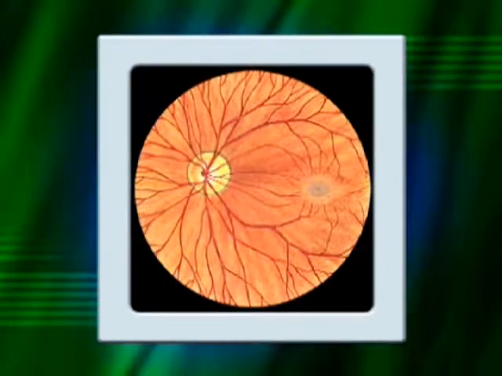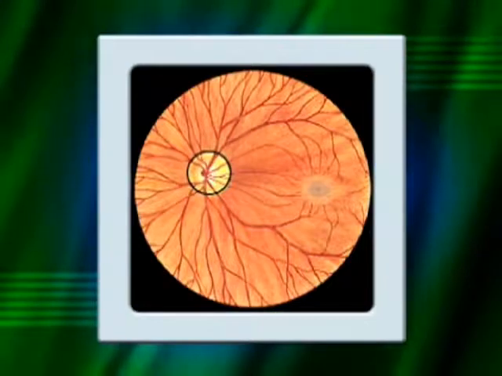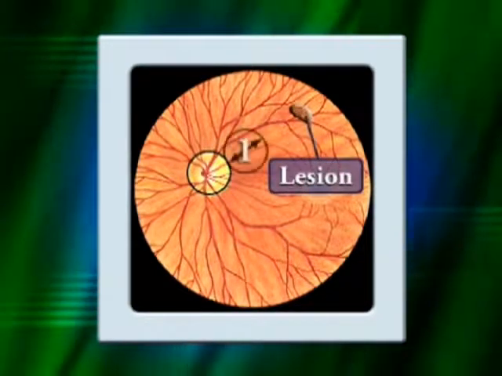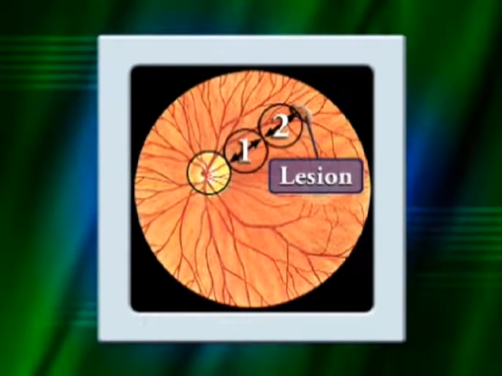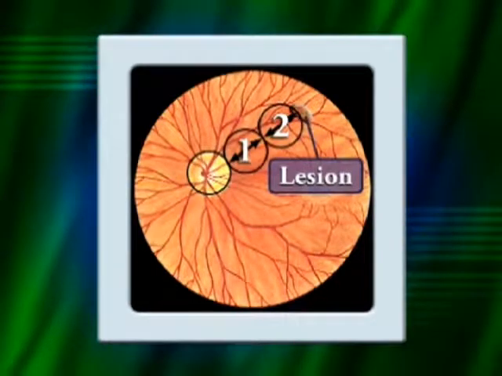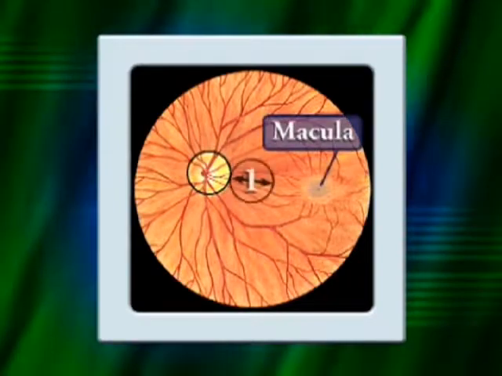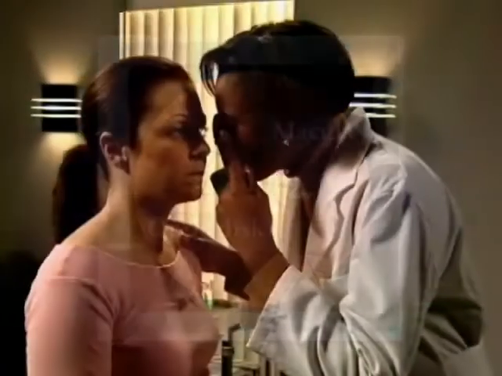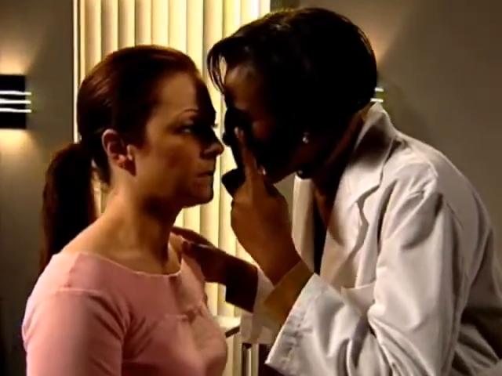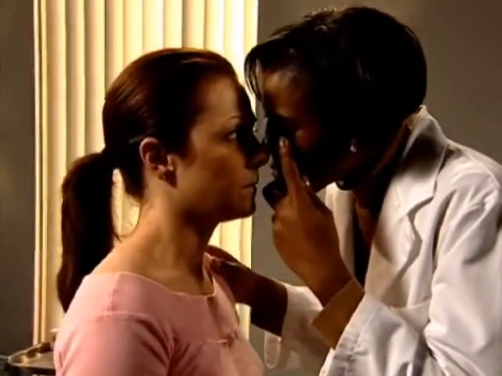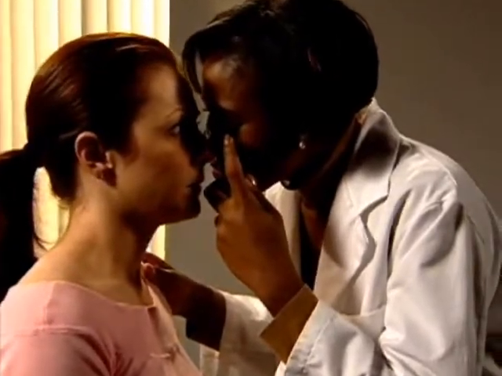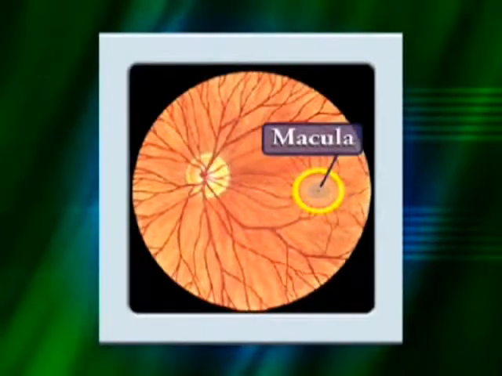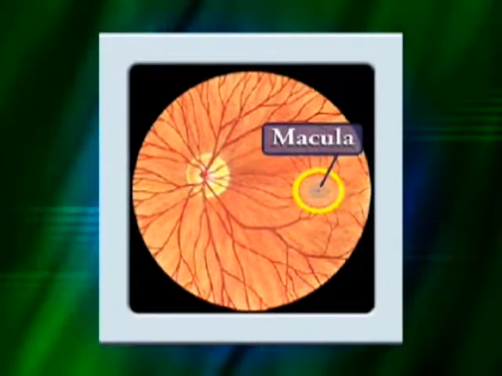Use it as the unit of measure for locating fundal lesions or structures. For example, this lesion is 2 disc diameters from the optic disc at the 2 o'clock position, and the macula is about 2 disc diameters temporal to the optic disc. Now look directly into the light. This brings the macula into your field of vision. The macula should look like a yellow dot, surrounded by a deep pink area, and should have no blood vessels.